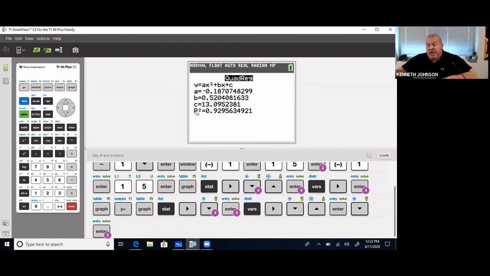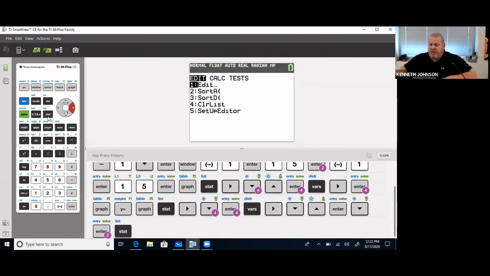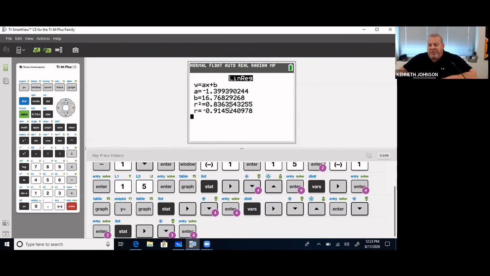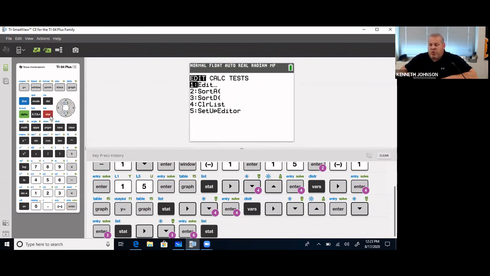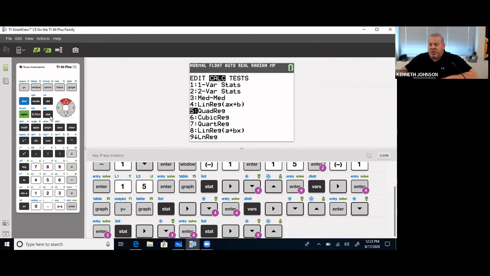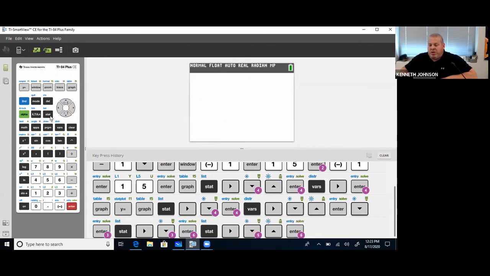But this R squared is 0.9295. If you remember our R squared back on the linear regression, it was only 0.8363. So what that's saying is that since the quadratic regression has an R squared value closer to 1 at 0.9295, the quadratic regression is actually a better model than the linear.